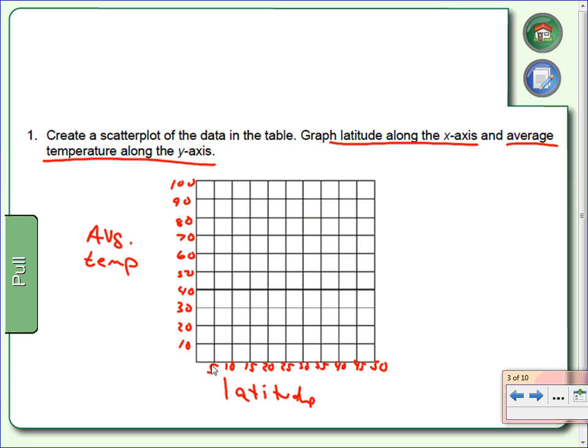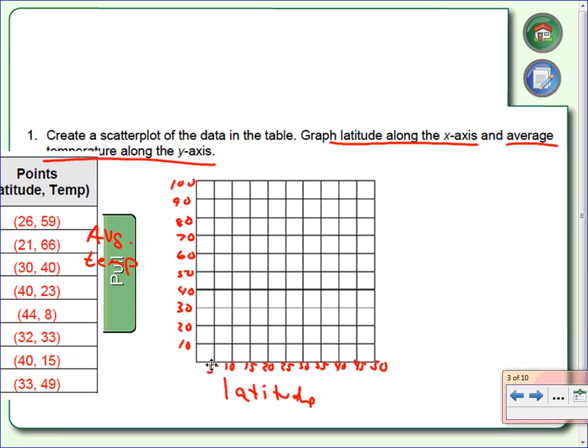Now what I'm going to do is take each ordered pair that we came up with earlier, and we're going to plot them. All right, so I went ahead. I've got my little table over here, and all I'm going to do is graph each of these points, each ordered pair. So if you haven't done that already, let's go ahead and do that. 26, 59. So let me find 26, and then I'm going to find 59. And this is just kind of eyeballing here. It's going to be right about in this area here. 26, 59. Then I'm going to find 21, 66. 21, 66 is going to be right about here.